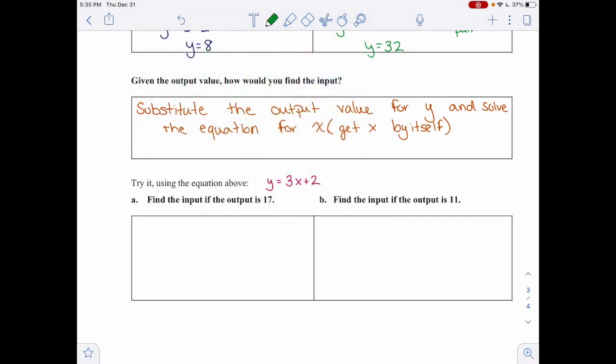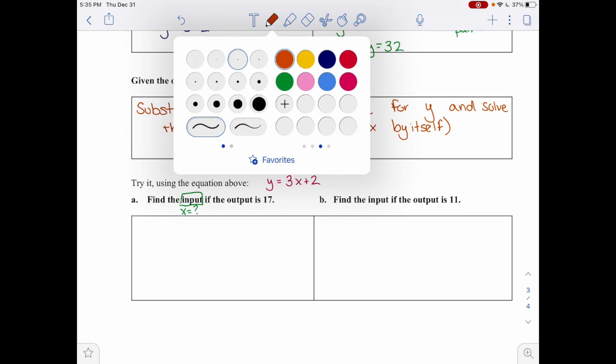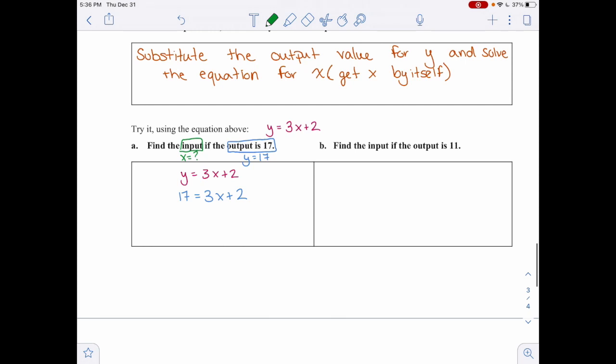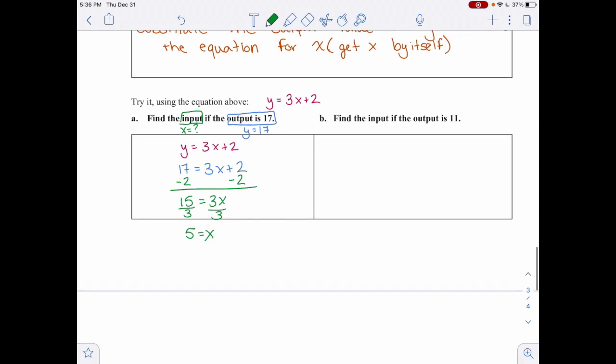And here it says find the input, so this time we don't know what x is. If the output is 17, and I don't want you guessing and checking here, I want you actually doing the math out, like using the equation. So I know y is 17, so I'm going to substitute. Substitute means replace. So 17 equals 3x plus 2, and now I just need to solve for x. So I'm going to subtract 2 from both sides and divide by 3. So I get 5 equals x, or x equals 5.